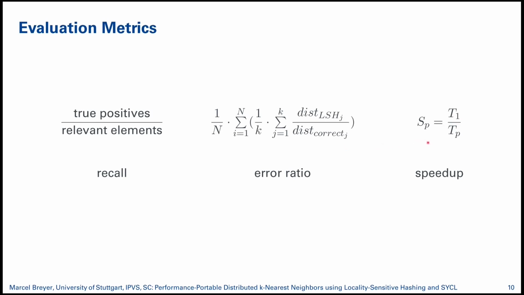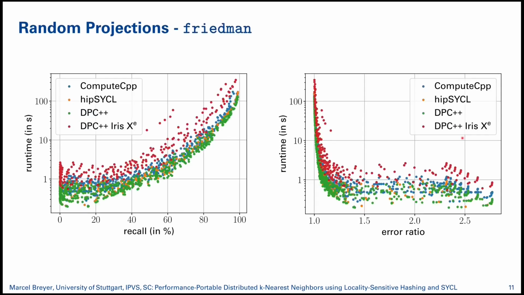Additionally, to show the scalability of my algorithm, I've also plotted the parallel speedup using 1 GPU up to p GPUs. At first, we have a look at the random projections hash functions using the Friedman dataset. Each data point represents the runtime for the creation of the hash functions and hash tables and the k-nearest neighbors calculation if not stated otherwise. And each dot represents one specific parameter set averaged over multiple runs.